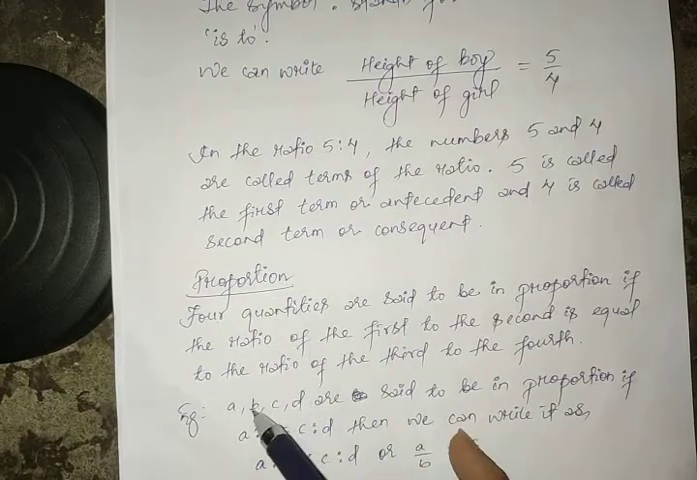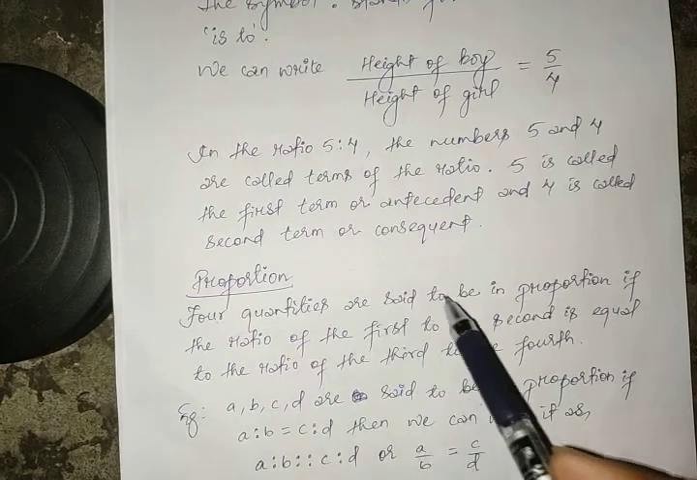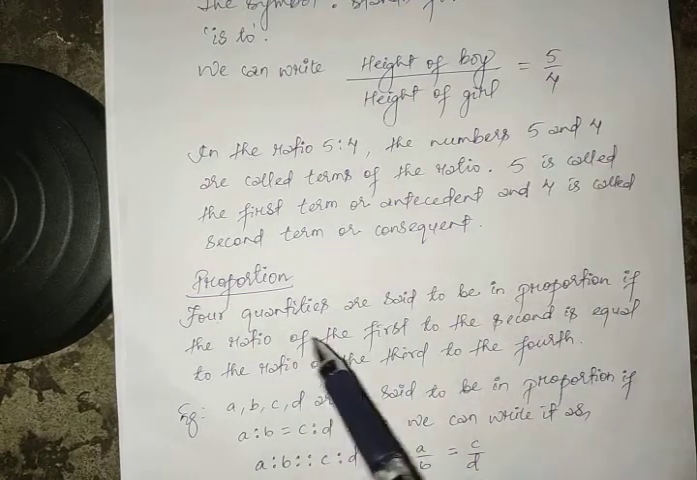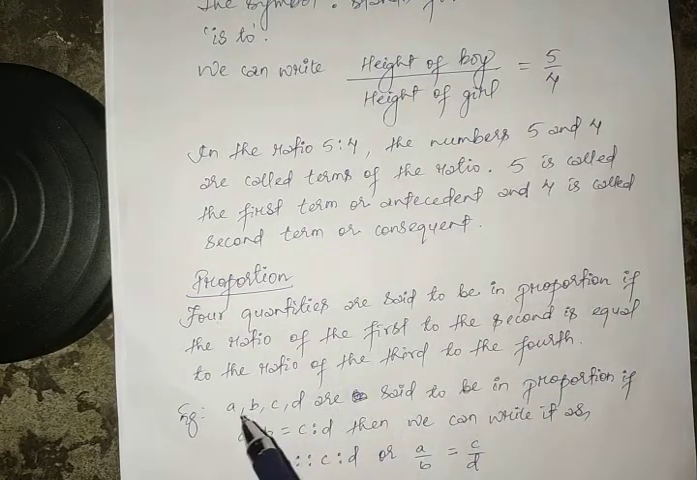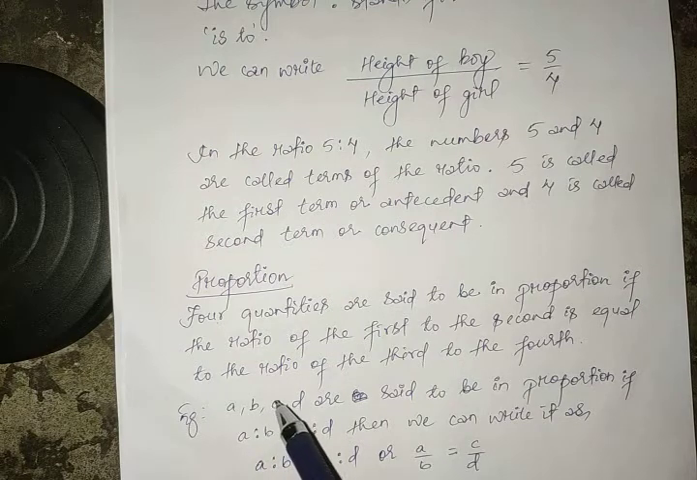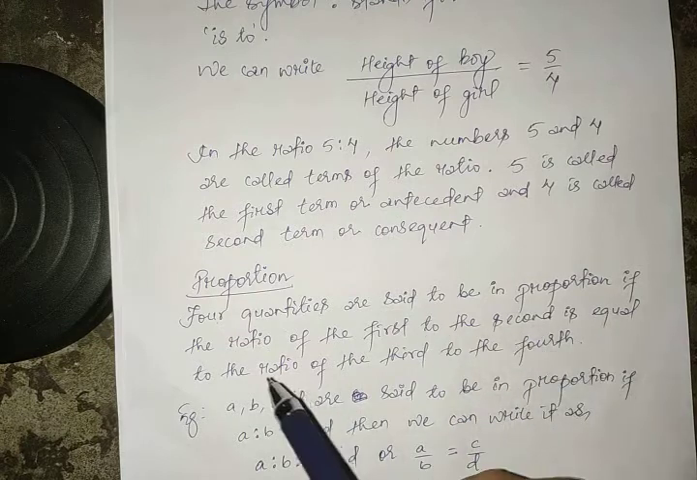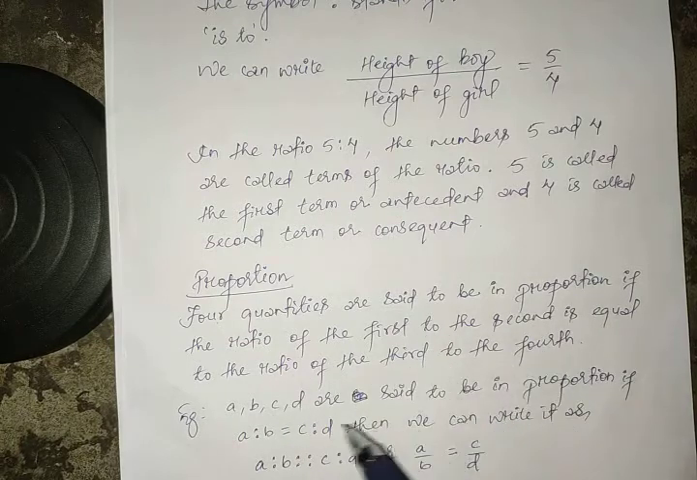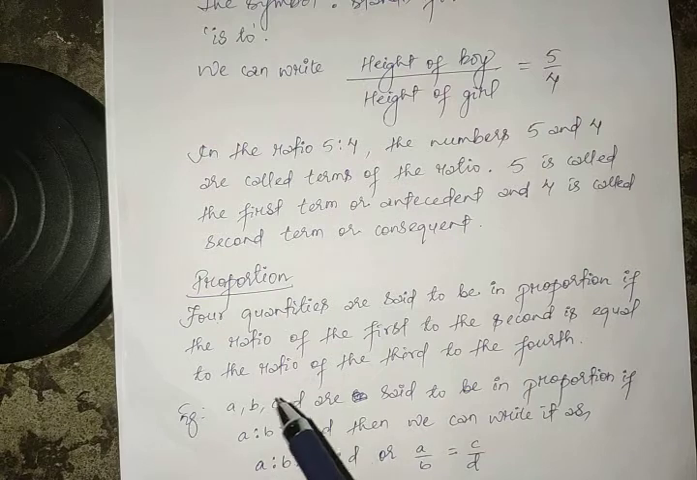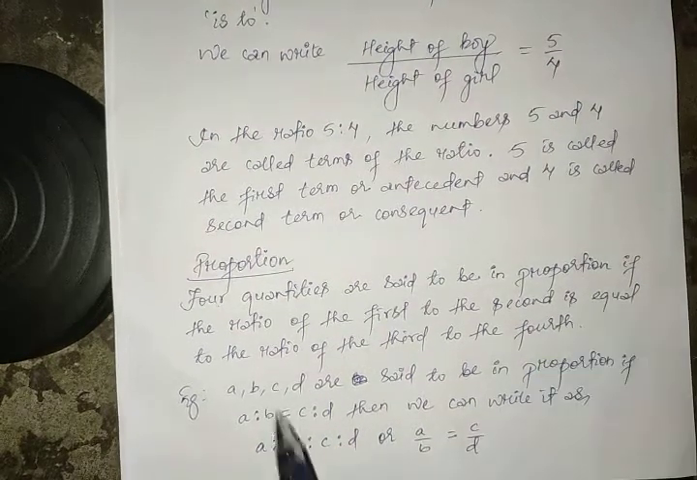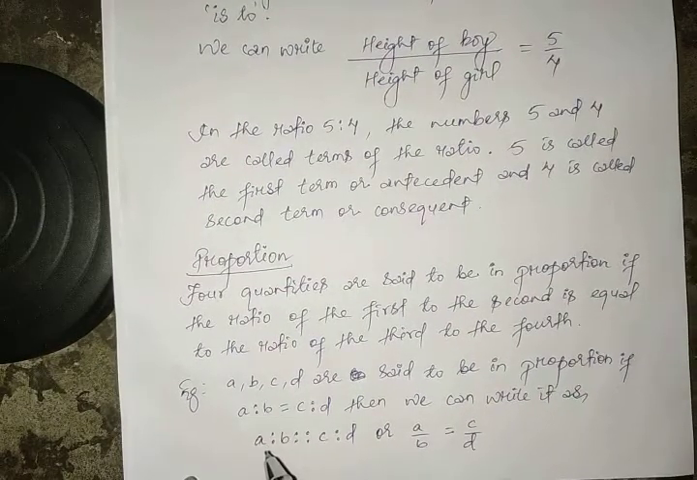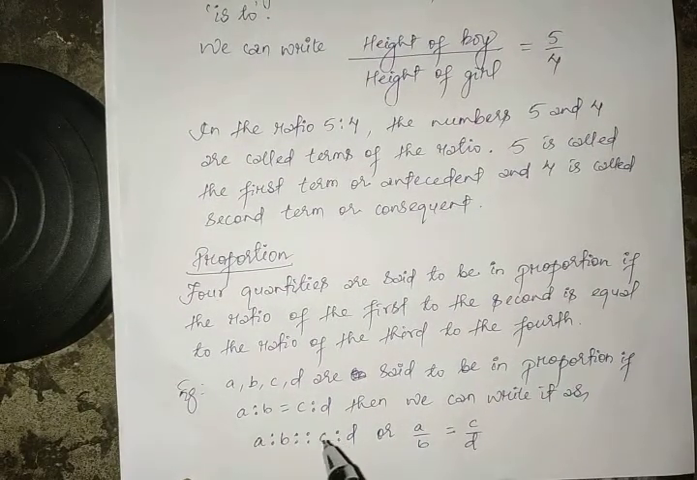These words I have written in a statement. Four quantities, A, B, C and D, are said to be in proportion if the ratio of the first to the second, that means A is to B, is equal to the ratio of the third to the fourth, that is C is to D. Then we can write it in this form, A is to B proportion to C is to D, or we can write A by B equal to C by D.